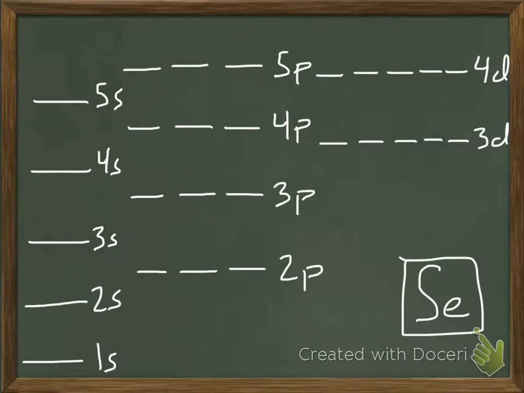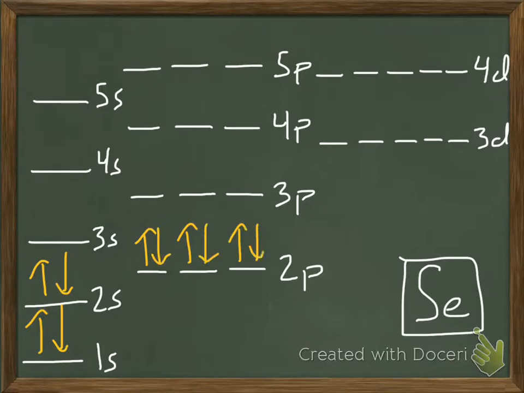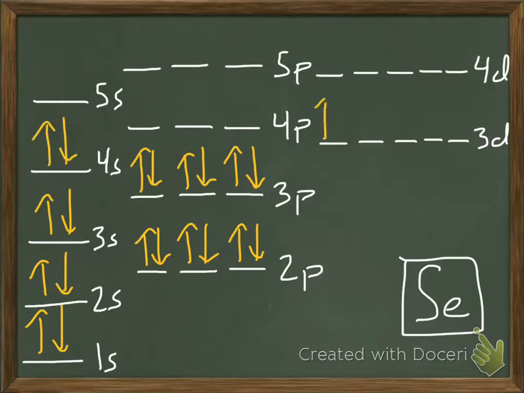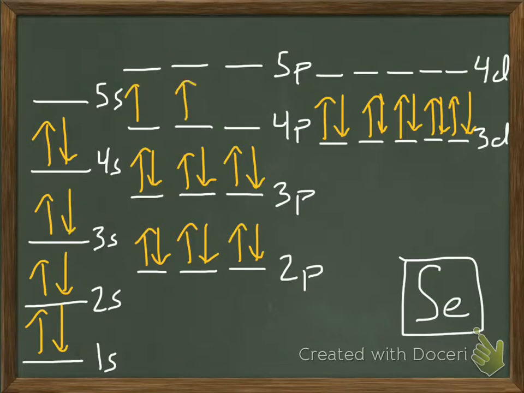Next is Se, selenium. That is number 34. 1, 2, 3, 4, 6, 7, 8, 9, 10, 11, 12, 13, 14, 15, 16, 17, 18, 19, 20, 21, 22, 23, 24, 25, 26, 27, 28, 29, 30. Now I can go up to the 4p. 1, 2, 3, 4. Whew.